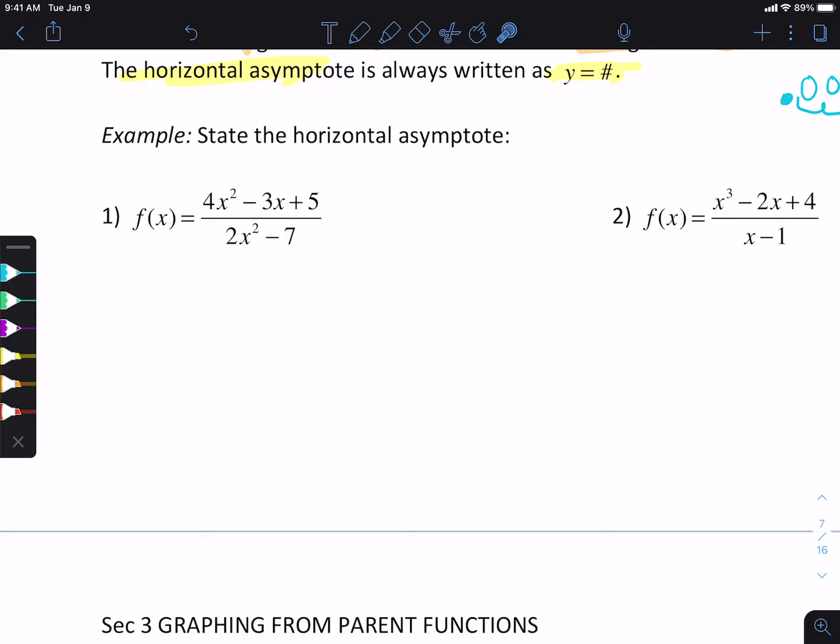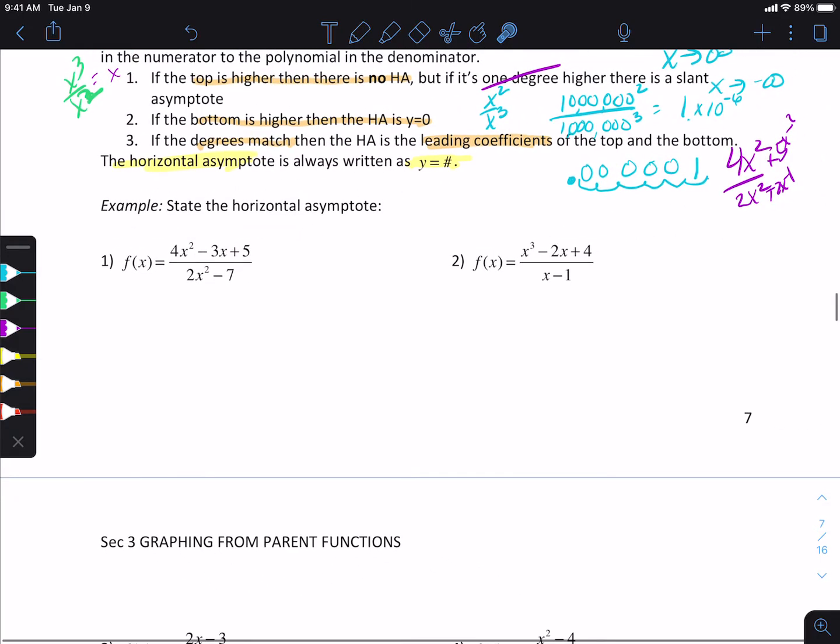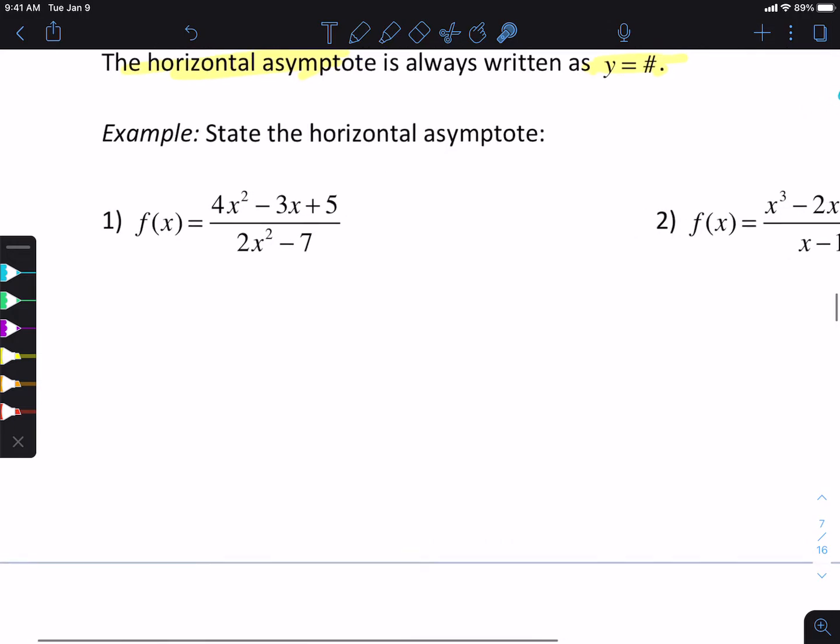Let's look at some examples of how to find the horizontal asymptote. Again, remember that you're always comparing the degrees, so the degrees are the important part. If we look at this polynomial on the top, we've got 4x squared minus 3x plus 5. The squared is the highest power, so we're comparing the squared on this one. If we look at the bottom, we've got 2x squared minus 7, so we're going to compare the squared on the bottom. So these powers match, okay?